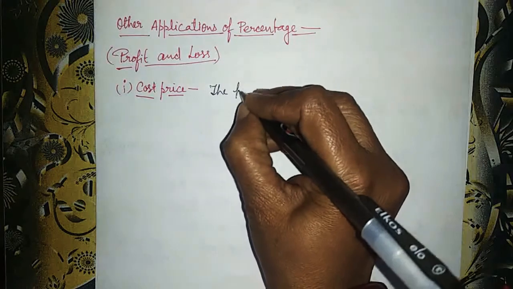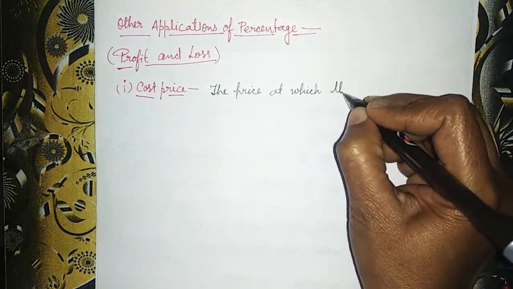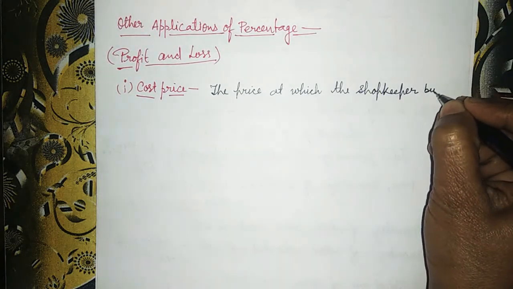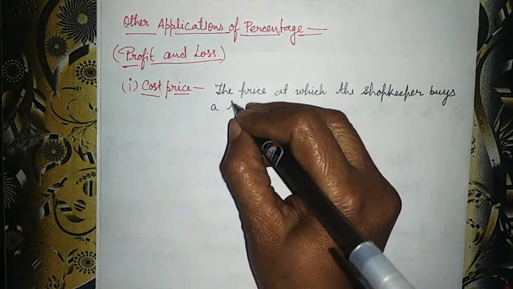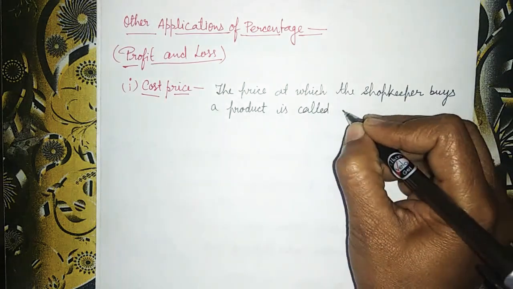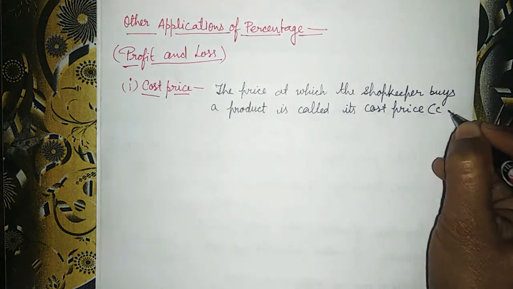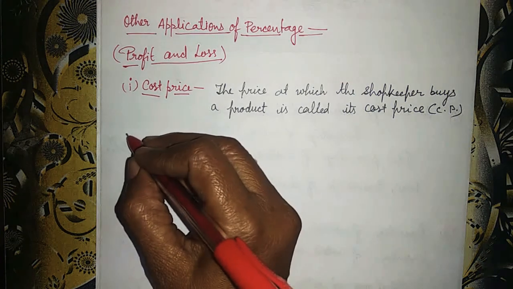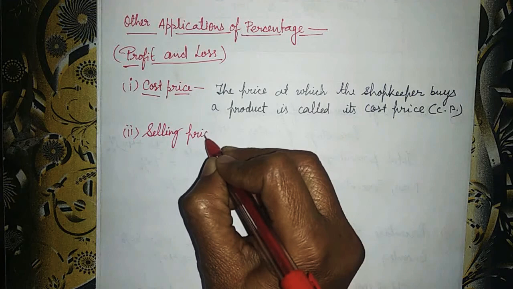The price at which the shopkeeper buys a product is called its cost price. Okay, in short we show it as CP. And after this I will tell you about selling price.